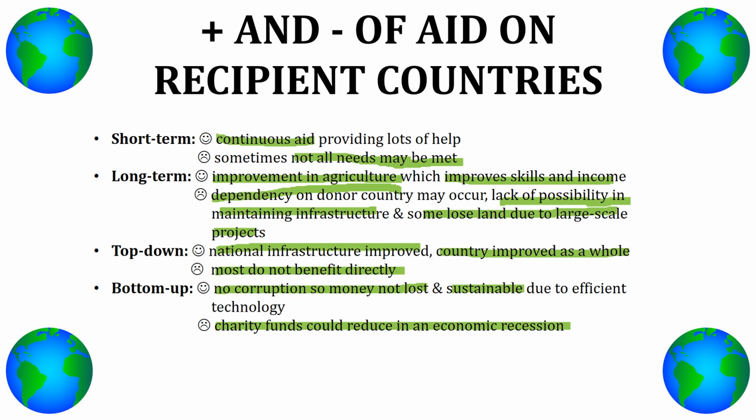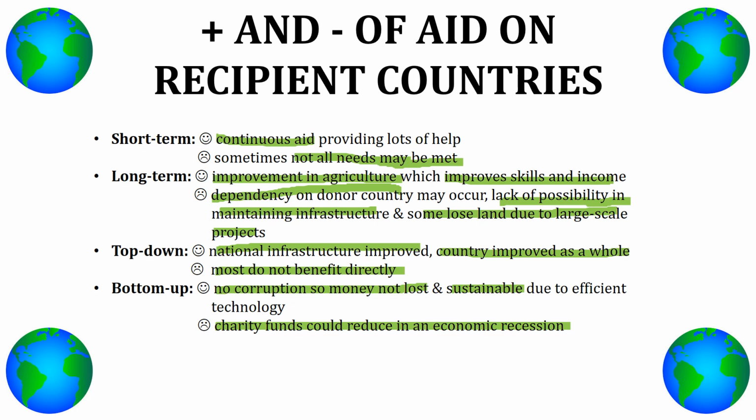Long-term aid improves agriculture, which in turn improves skills and income, but it can cause dependency on the donor country. There may be a lack of possibility in maintaining infrastructure, and some do lose land due to large-scale projects. Take a TNC, for example, they're going to have a lot more power over a farmer who owns some land. They're not going to really be able to fight that back. But in terms of aid, that does happen as well.